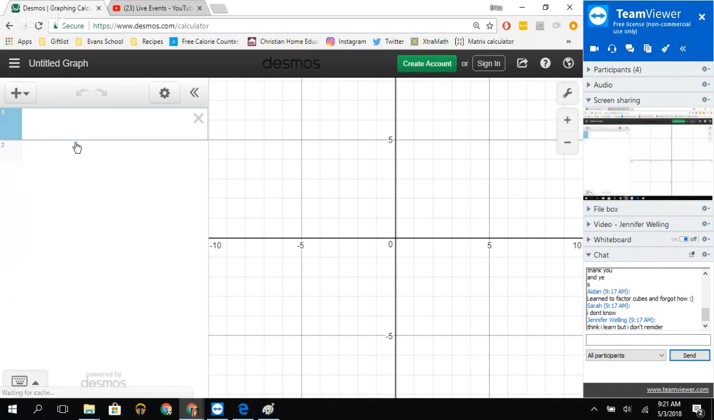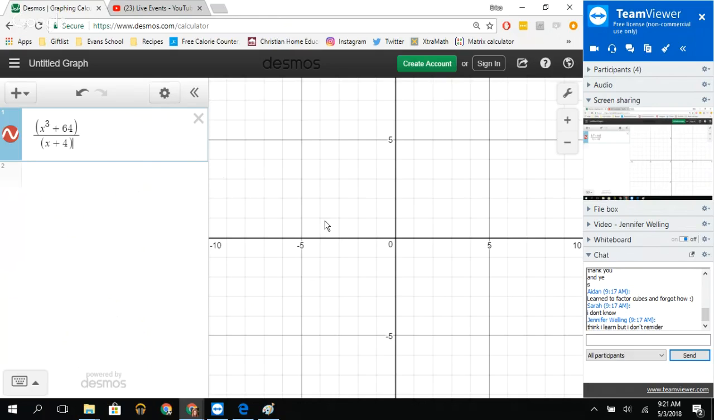All right, so we can also take it to Desmos and say we have x cubed plus 64 divided by x plus 4. There we go. Make sure I write the equation right.